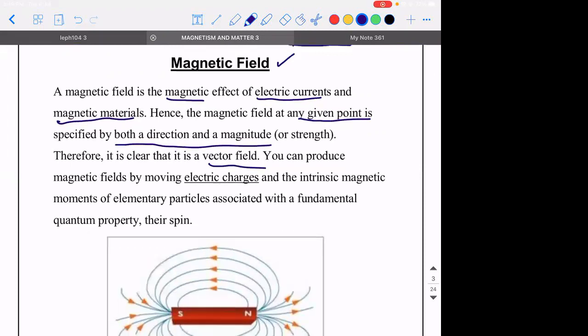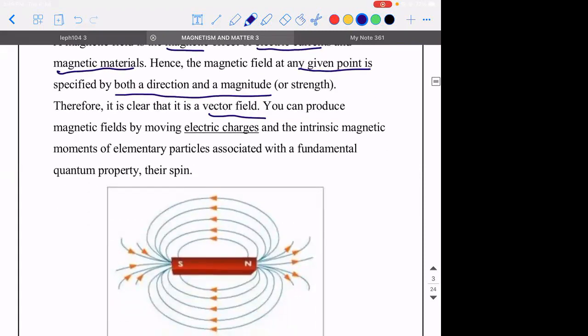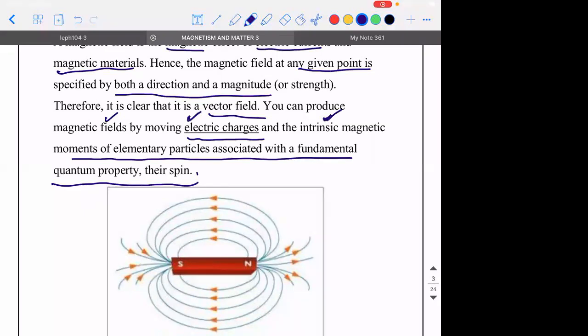This also we know. So you can produce magnetic fields by using the charges in motion and intrinsic magnetic moments of elementary particles associated with fundamental quantum theory, that is their spin. What they're trying to say is, we can generate magnetic fields by putting the electric charges in motion, and also because of the inbuilt magnetic moment. Just now I showed you, right? Electron has a magnetic dipole moment. So it is an intrinsic property. It is a naturally occurring property.